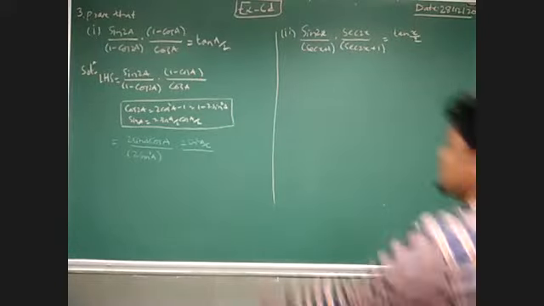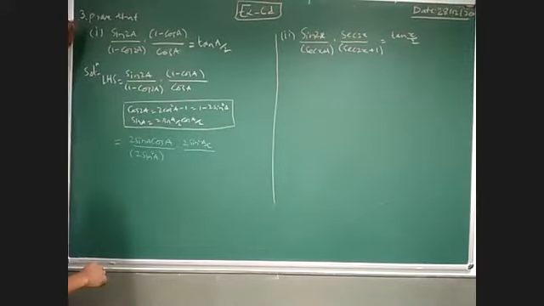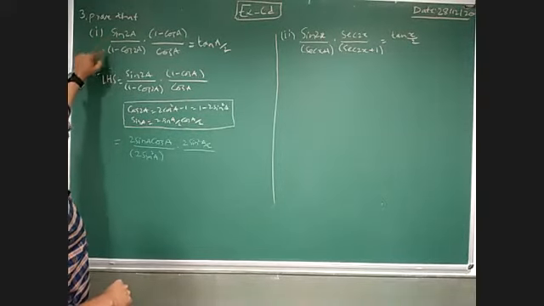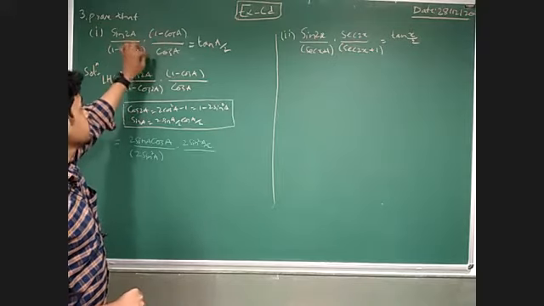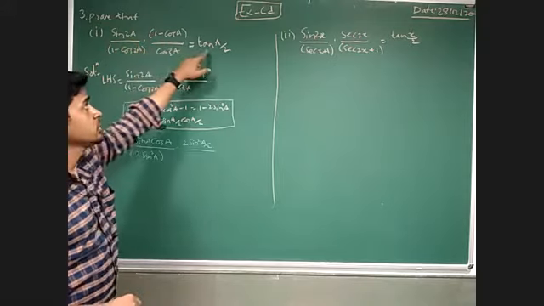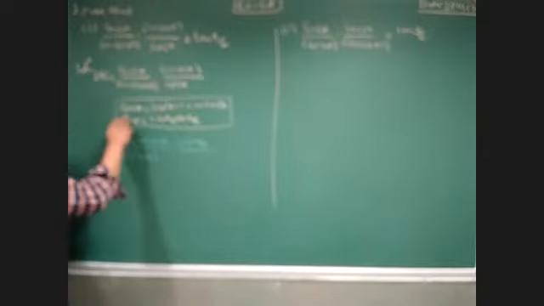Okay, so now the question is, prove that sin 2A by 1 minus cos 2A into 1 minus cos A by cos A is equal to tan A by 2. We have to prove this. So here we took the left hand side. The left hand side is nothing but sin 2A by 1 minus cos 2A into 1 minus cos A by cos A. Here we know the formula.